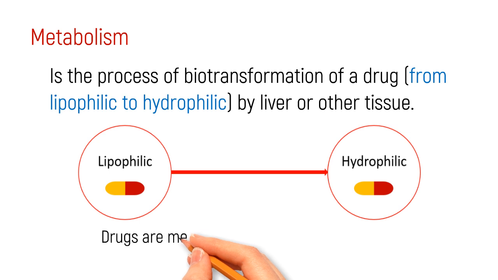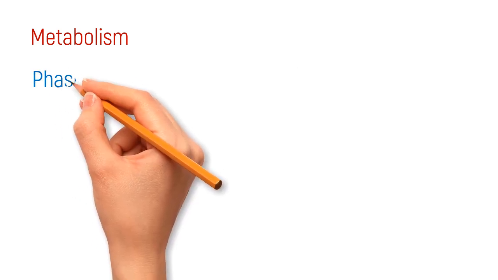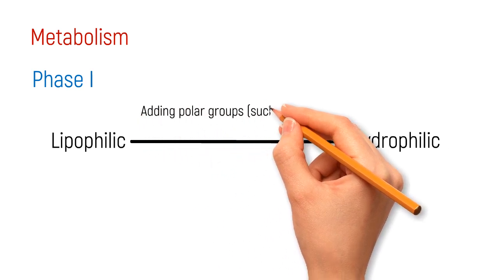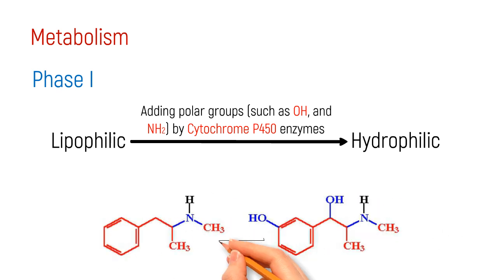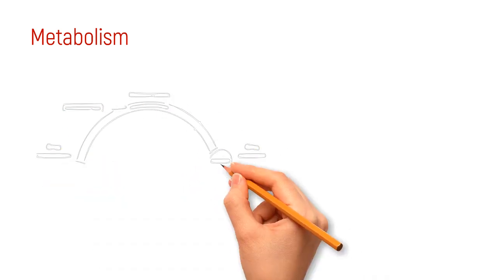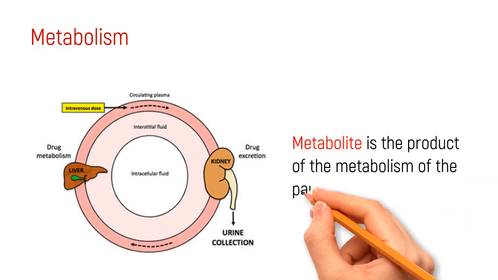Lipid-soluble agents are metabolized into more polar hydrophilic substances in the liver via two general sets of reactions called phase 1 and phase 2. Phase 1 reactions convert lipophilic drugs into more polar molecules by introducing or unmasking polar functional groups, such as hydroxyl and amino groups. These reactions typically involve oxidation, reduction, or hydrolysis, and are catalyzed by a group of enzymes known as the cytochrome P450 system. Many drug-drug interactions are related to these enzymes, and we will discuss this topic in more detail later. If a metabolite from phase 1 is sufficiently polar, it can be excreted by the kidneys. A metabolite is the product of the metabolism of the parent drug.